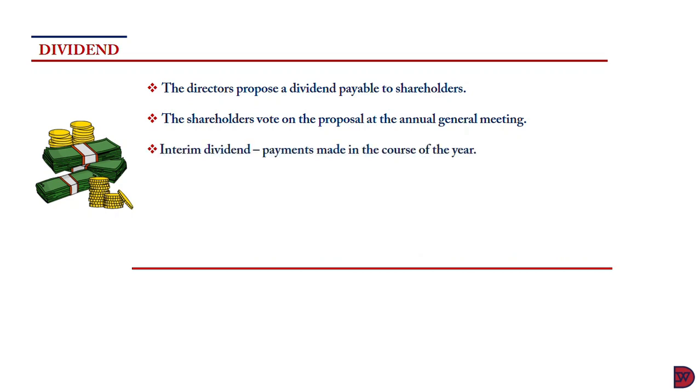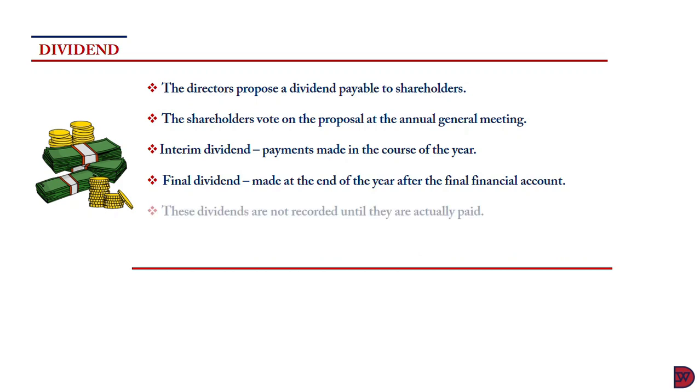Now, there are 2 types of dividends. Interim dividend. This is proposed and paid in the course of the year. An interim financial statement is to be prepared to inform and enable the proposal. Now, interim dividend is to provide some earnings to the shareholders while awaiting the final dividend. Final dividend, which is the second type of dividend, is the type that is proposed at the end of the accounting period. It is done after the final financial statement is prepared.